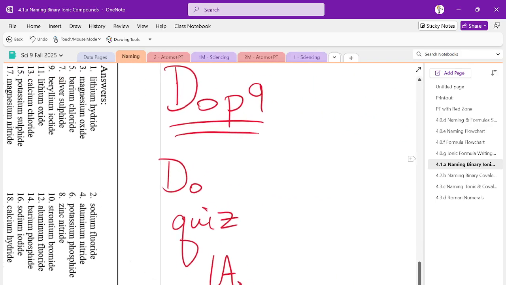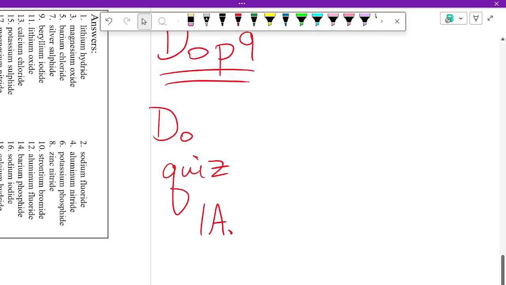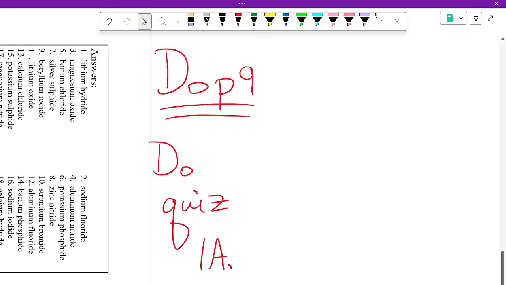If you're done with the quizzes, bring it to the small little table over here. If you have finished or you feel ready, go help yourself to a quiz 1. You can use your periodic table.